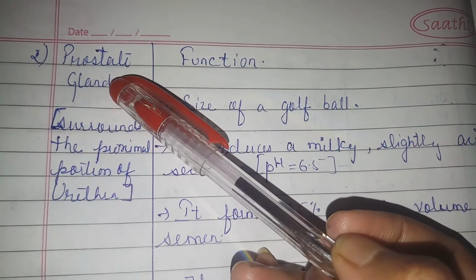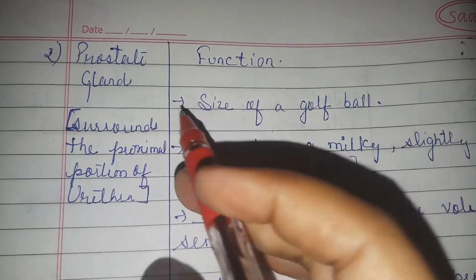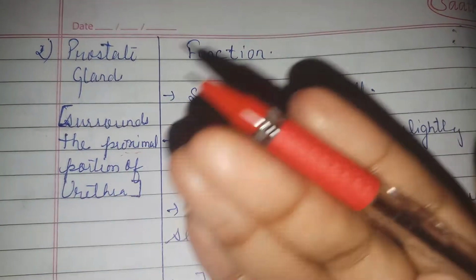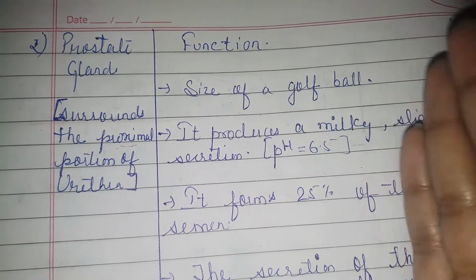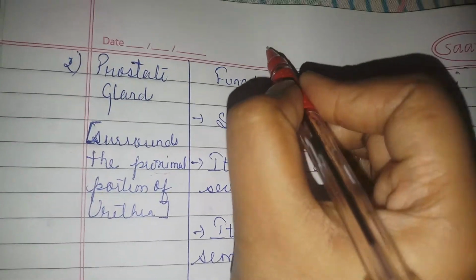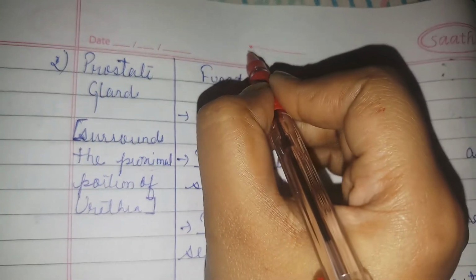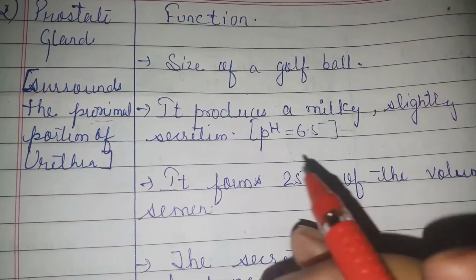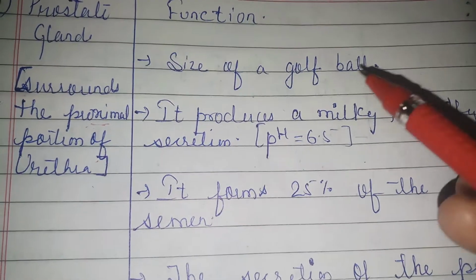Next gland is the prostate gland. It surrounds the proximal portion of the urethra. Now what is the proximal portion? We have read about proximal and distal portions. Proximal means the frontal portion, or you can say the first part. Like if you see this one, the point started from this would be the proximal part, and this would be the distal part, right? So it surrounds the proximal portion of the urethra, that is the upper part.